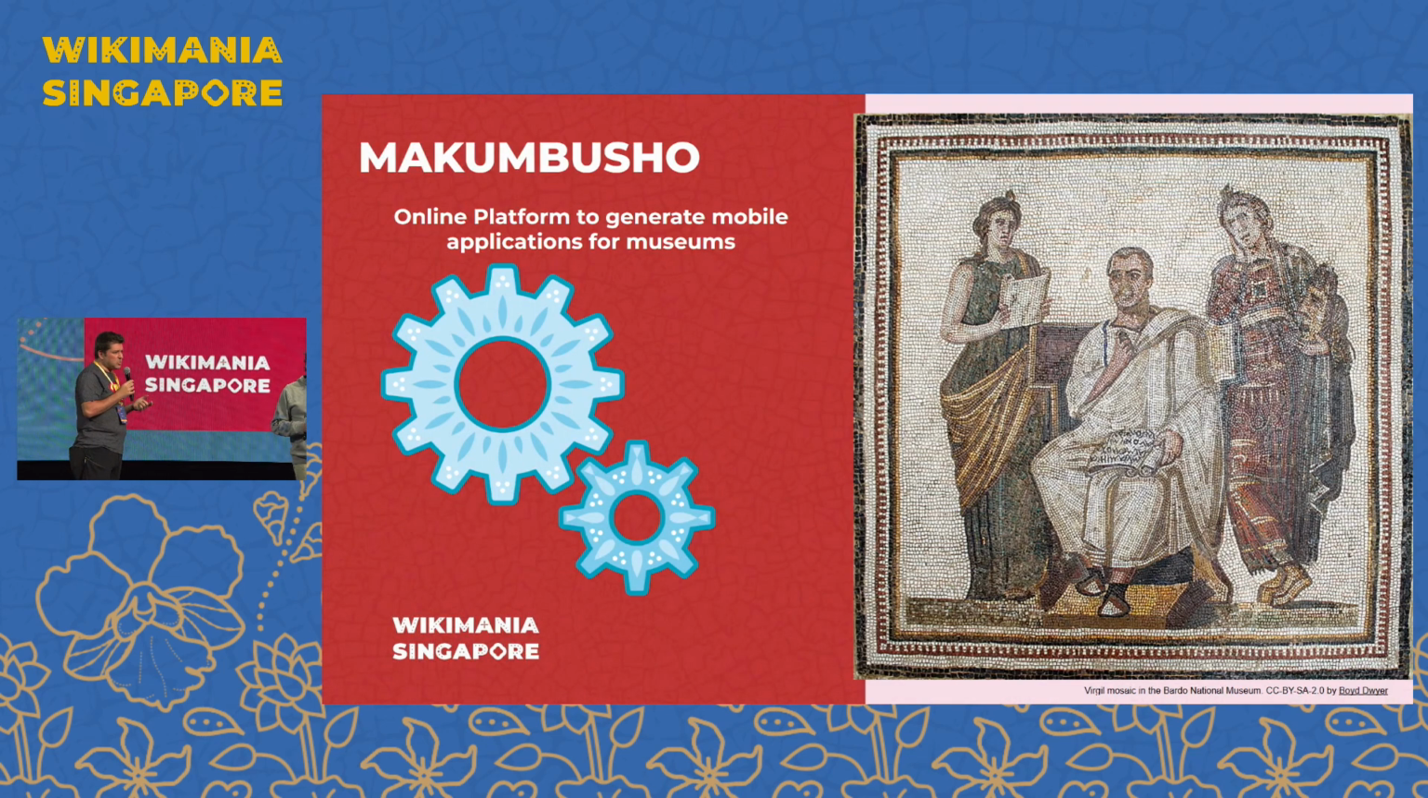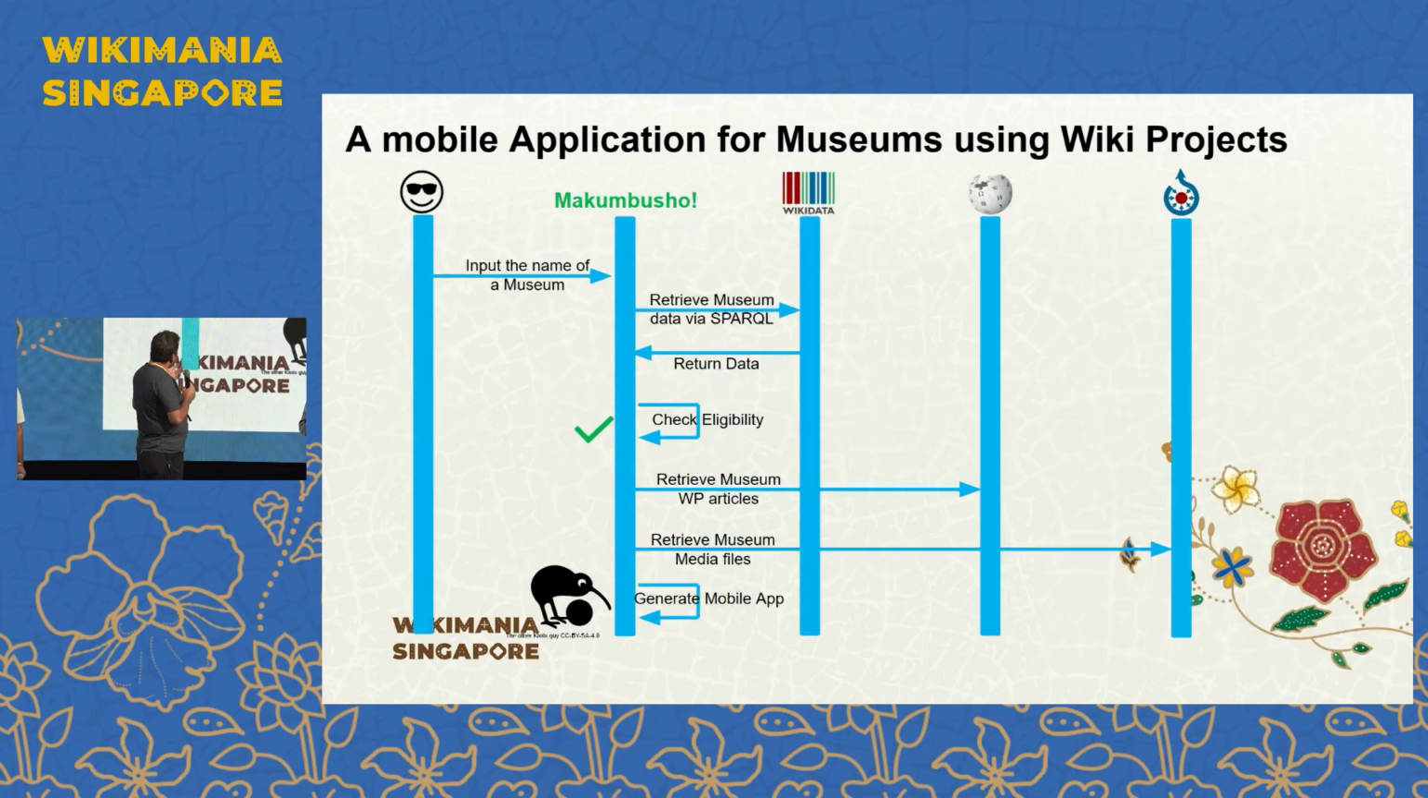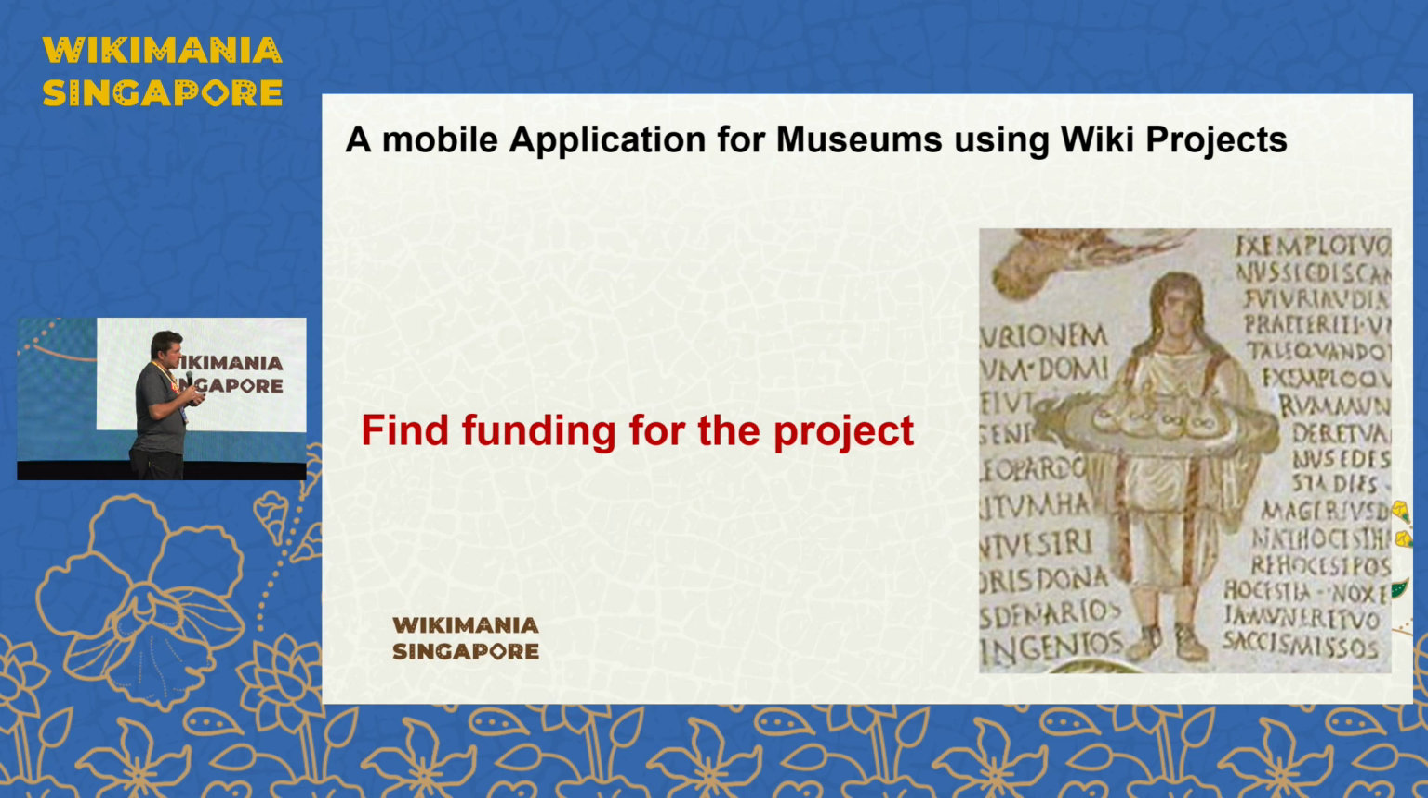Makumbushu means museum in Swahili, and it should be an online platform that allows the generation of mobile applications for any museum around the world. So the idea is, imagine that it's possible to automatically generate a multilingual mobile application for a museum based on Wikipedia, Wikidata, and Commons. The process should be that the user will input just the name of the museum. Makumbushu will construct the query and execute it on Wikidata, retrieve all the Wikipedia articles and media files, and generate the mobile application automatically. For the moment, we are still looking for funding to continue this project and have the final version.